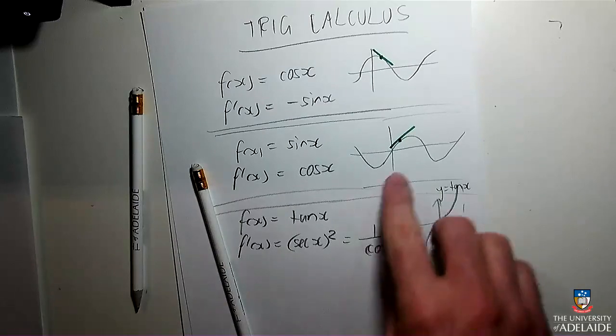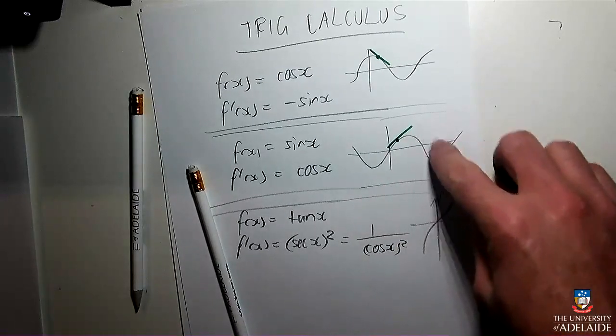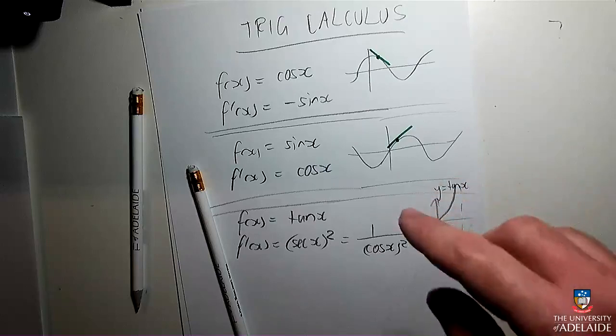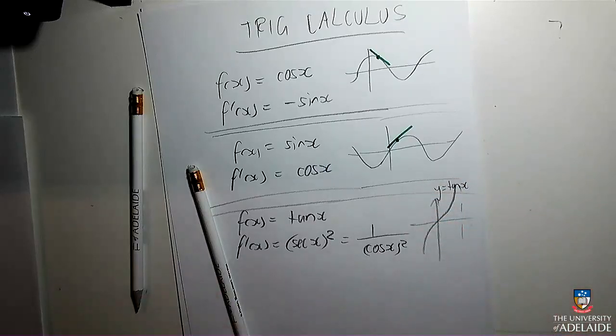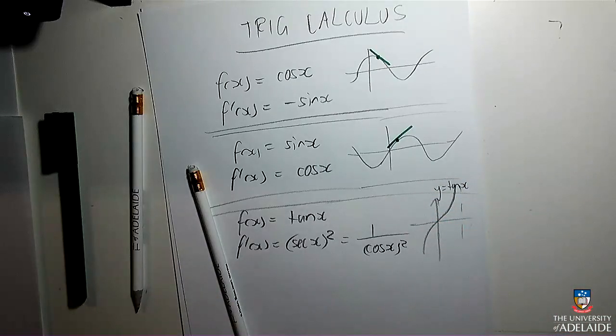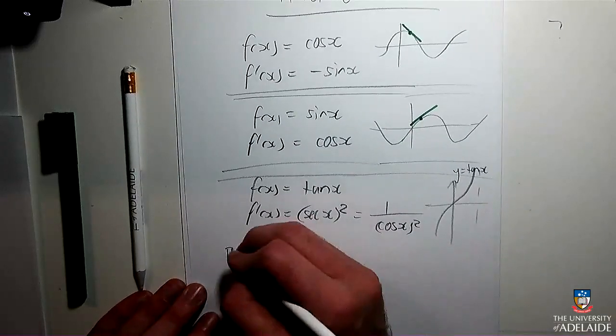I mean, it is negative over here, but by the time you get there, cos is negative as well, and so it all works out. Okay, they're your trig derivatives, and you should be able to do anything with those that you need. And you can even prove that tan x has this derivative if you want. So I can prove this one, last one.